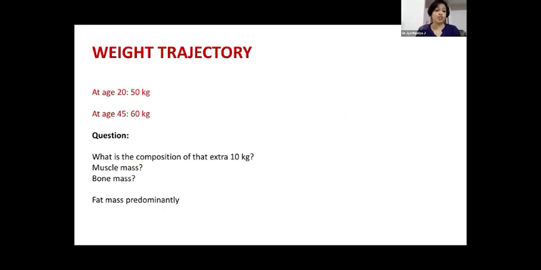Though even if they had gone to the gym and all, the testosterone level is low. And bone mass, in fact, reduces after the age of 30, 35. So it is predominantly the fat mass. So we have to take this history when we analyze a patient, the weight trajectory.